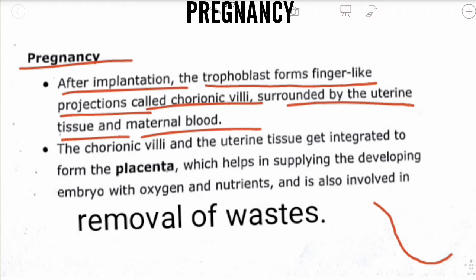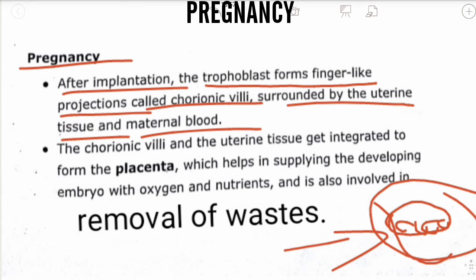Here is the structure of the trophoblast, and the inner cell mass is present here. The trophoblast and inner cell mass are attached. This structure gets integrated with the uterine tissue, that is, the interaction takes place. To integrate with the uterine tissue, the trophoblast forms finger-like projections called chorionic villi after the process of implantation.